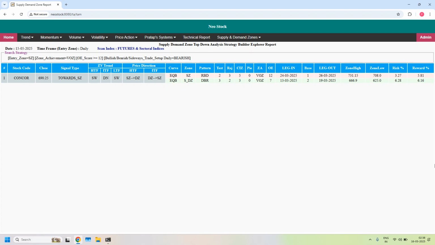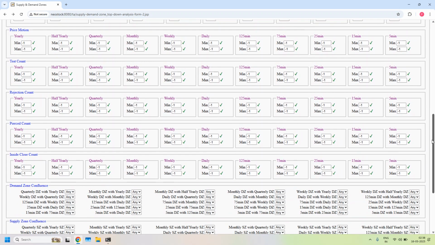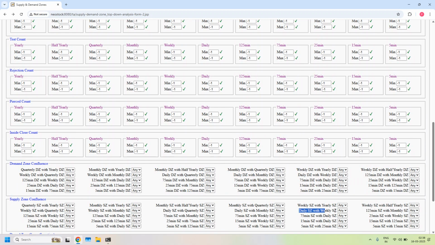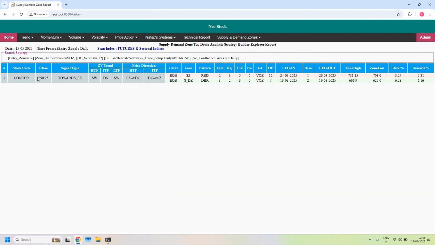Now let's verify if this stock is having a high probability to get success based on this zone confluence. First I am checking daily and weekly supply zone confluence. Because it is a supply zone, we are checking supply zone confluence. So that stock is filtered.